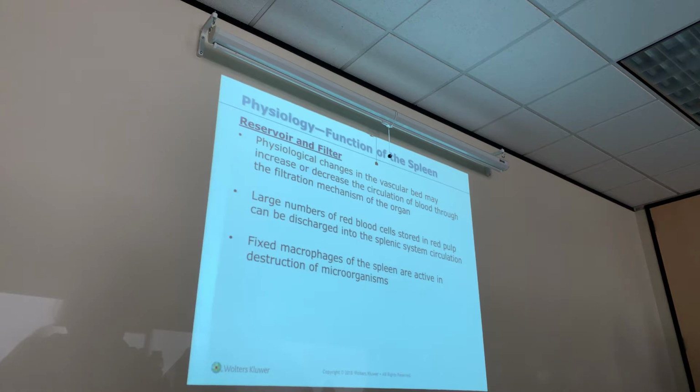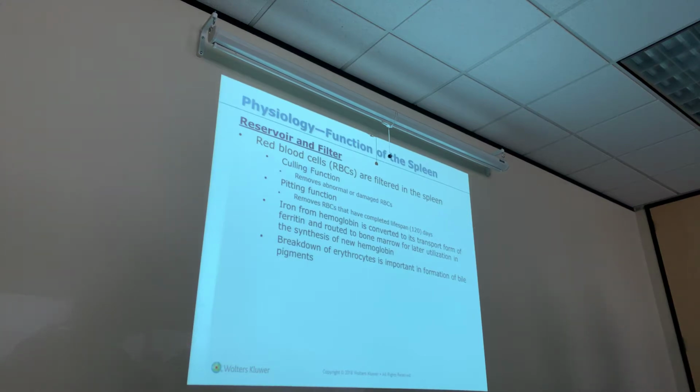A large number of the red blood cells are stored in the red pulp, and they can be discharged into the splenic system circulation. There are fixed macrophages of the spleen that are active in destruction of microorganisms. I don't know what's the best way to explain this. It's just something I'm going to have to memorize.